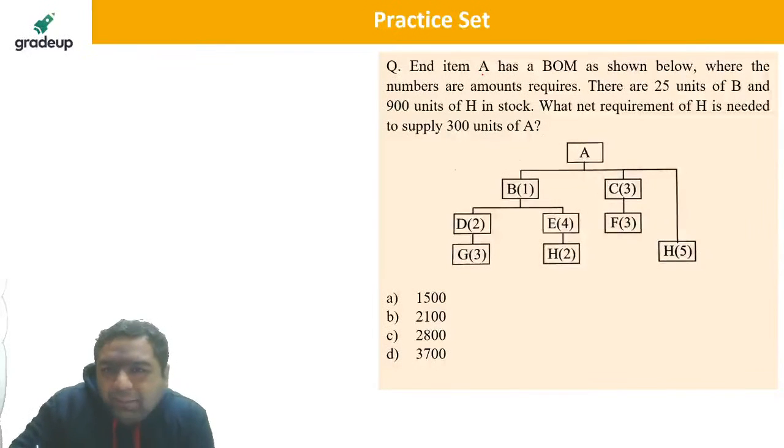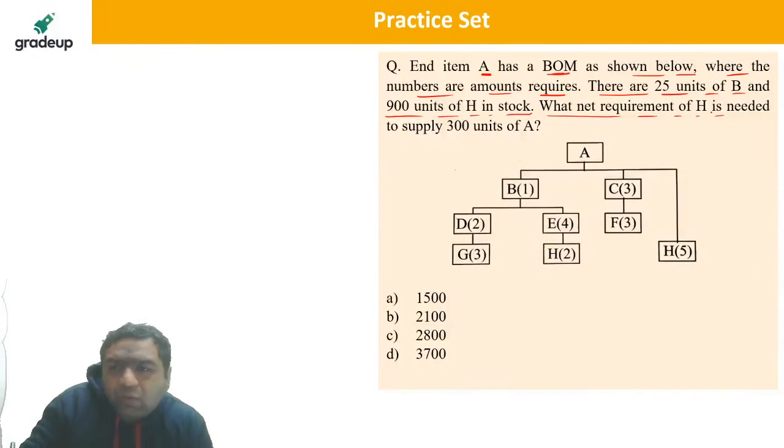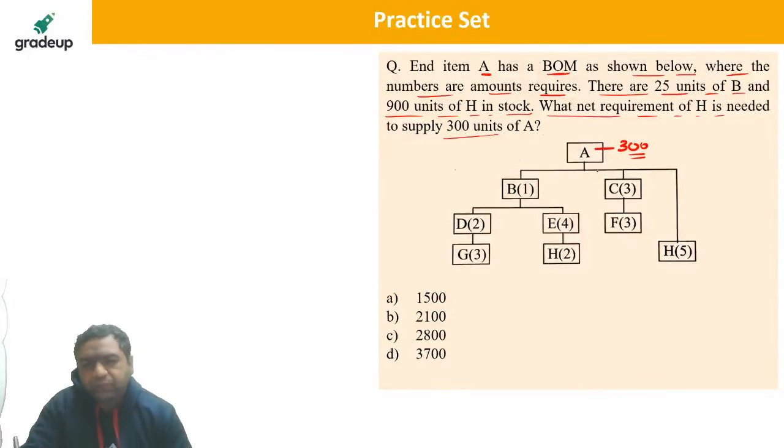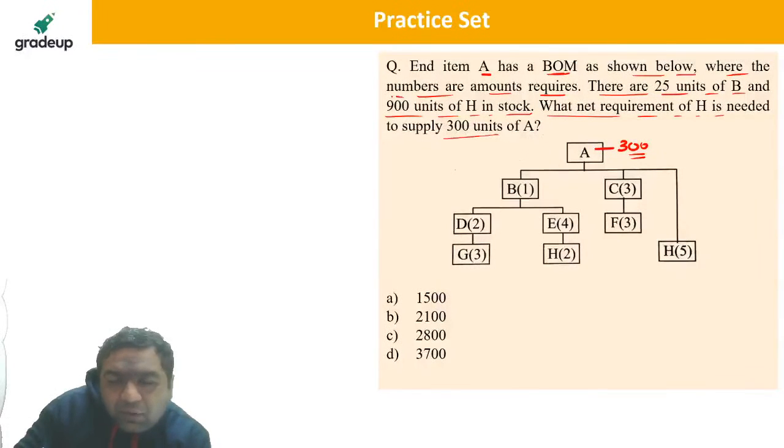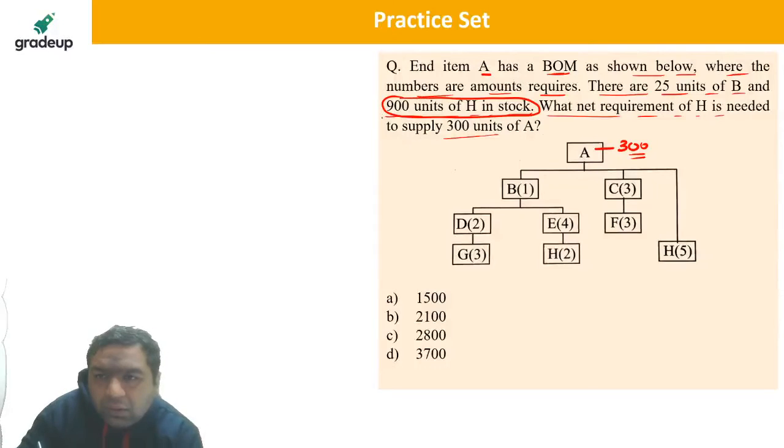End item A has a bill of material as shown below, where the numbers are amounts required. There are 25 units of B and 900 units of H in stock. What is the net requirement of H to supply 300 units of A? If you want to supply 300 units of A, then it is already mentioned that 900 units are already in stock. So you know that for 300 of A, how to move further?